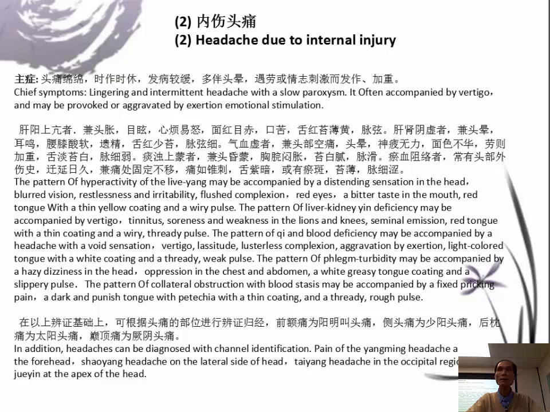And you see the tongue, of course, is pale, and then the pulse.